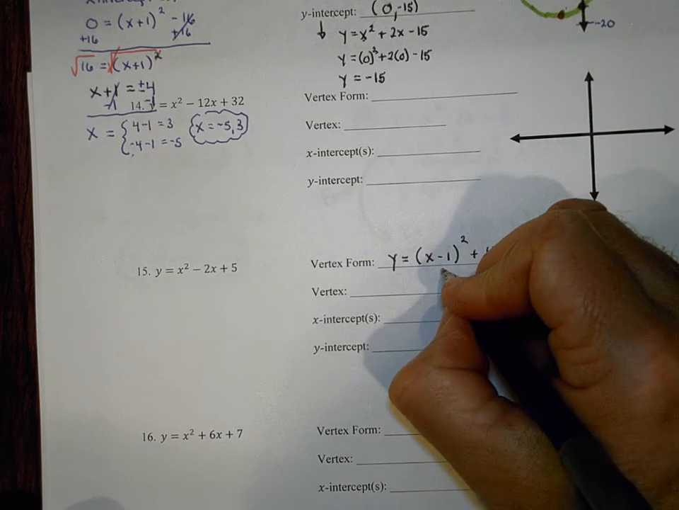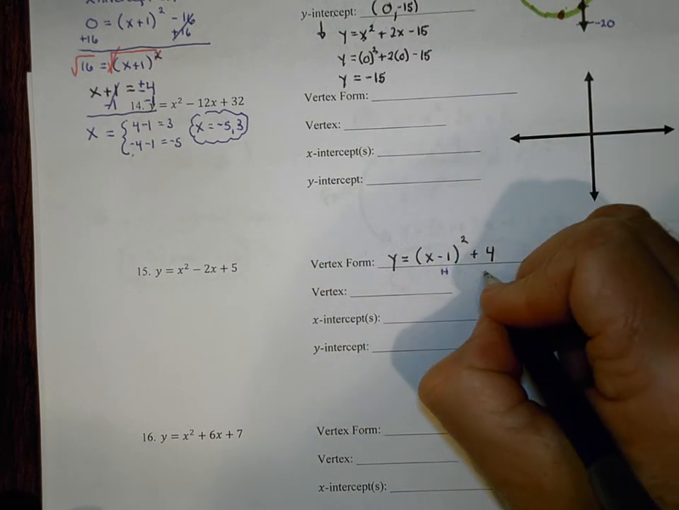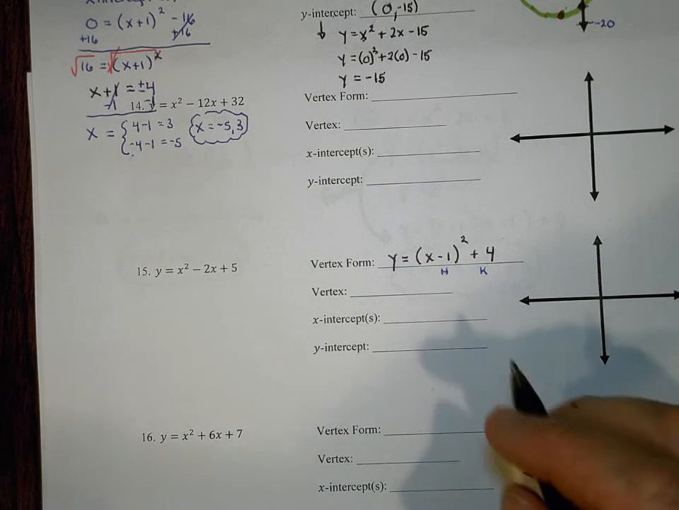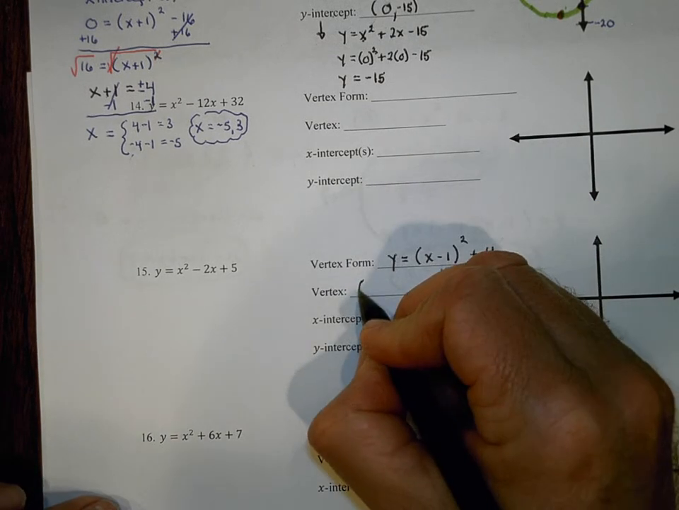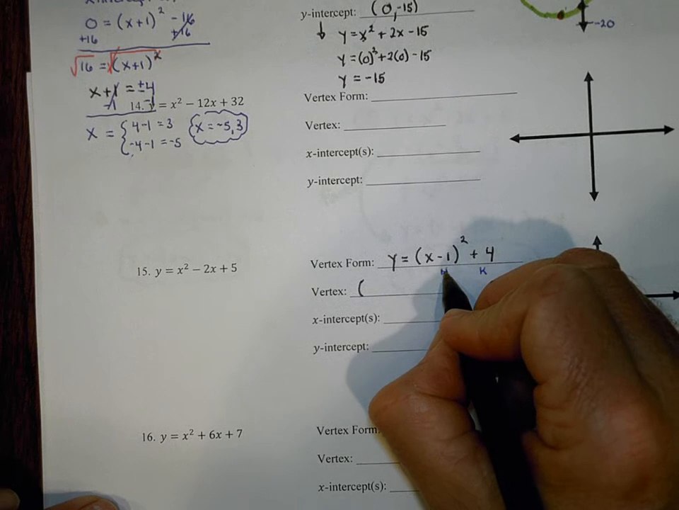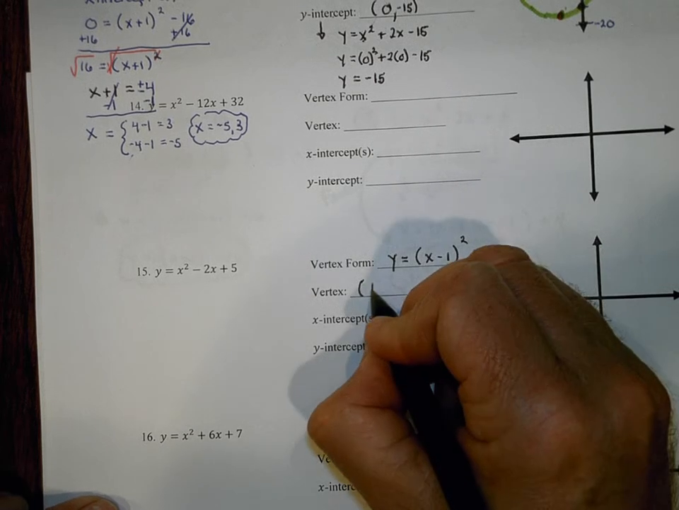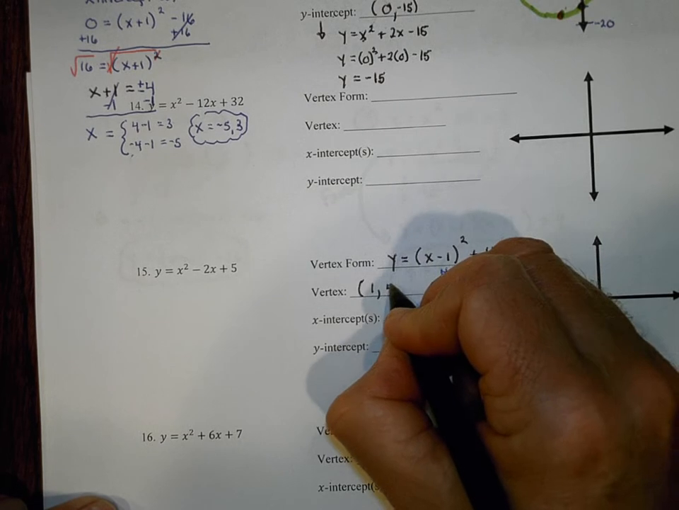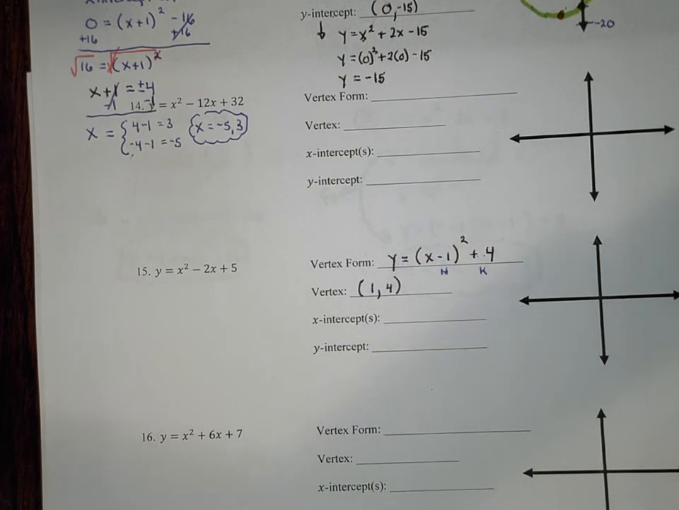Remember, the h value and the k value in vertex form tell you the coordinates of your vertex. So my vertex is going to be the ordered pair. You take the opposite of what you see for h, so that would be positive 1, and then you take exactly what you see for k. So my vertex would have the coordinates 1 and 4.